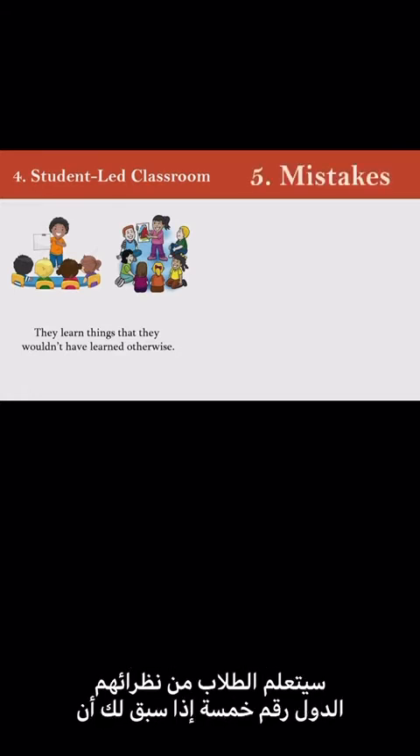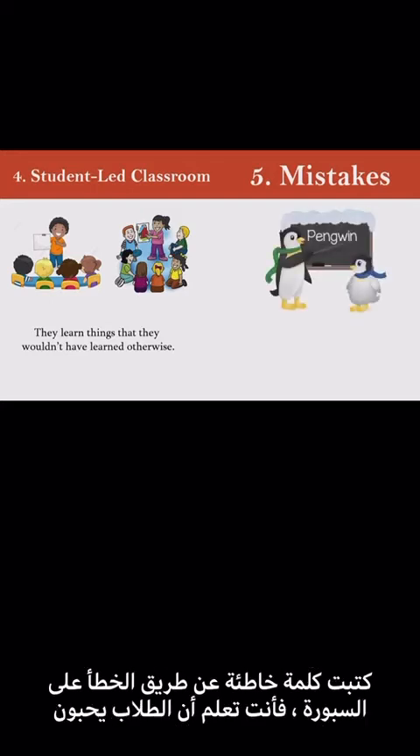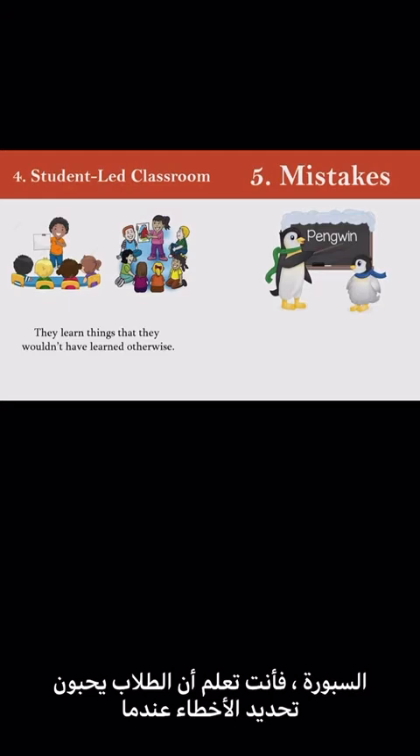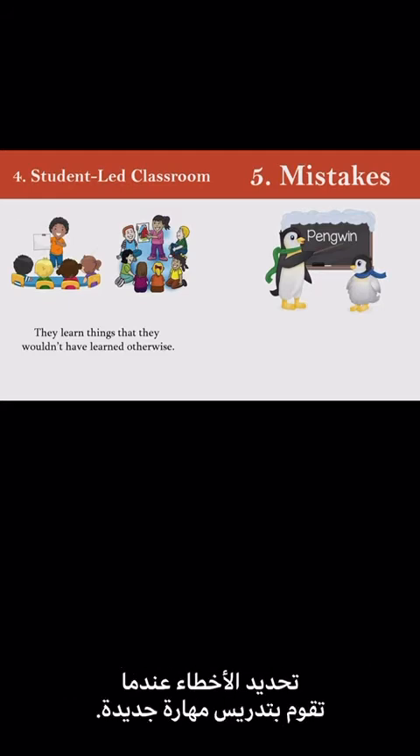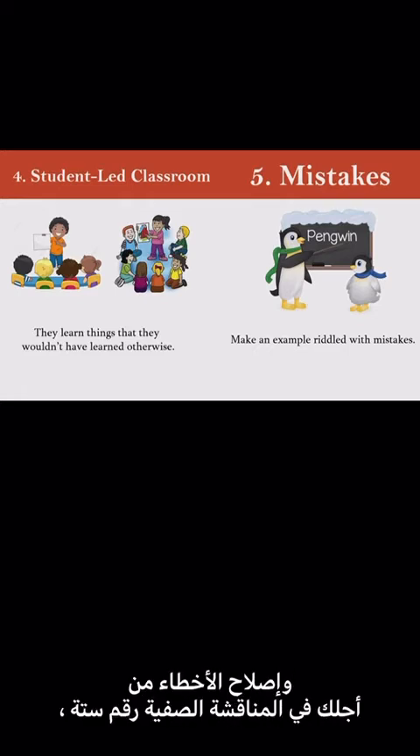Number 5. Mistakes. If you ever accidentally spelled a word wrong on the board, you know that students love to identify mistakes. When you're teaching a new skill, make an example riddle with mistakes. Let students practice the skill by identifying and fixing the mistakes for you.